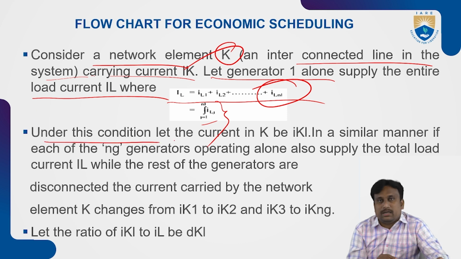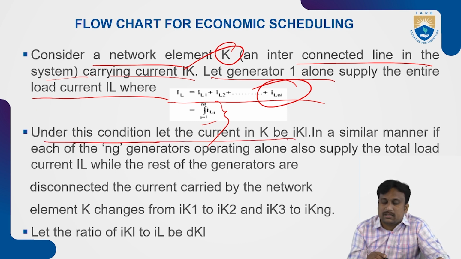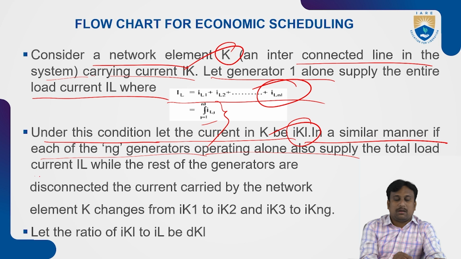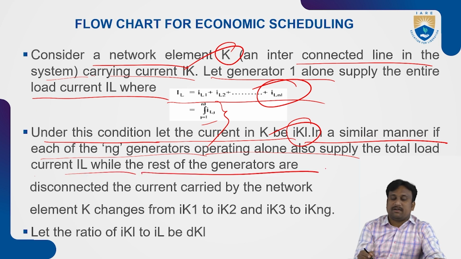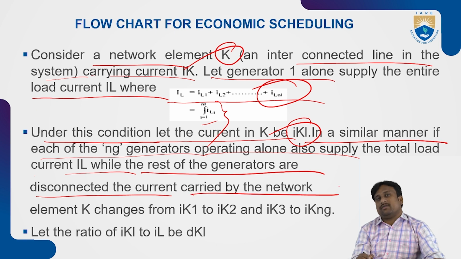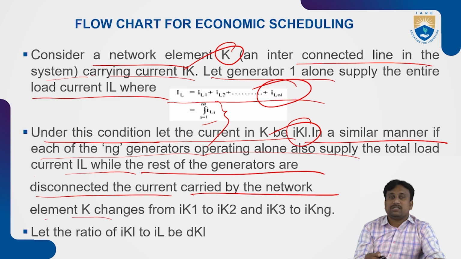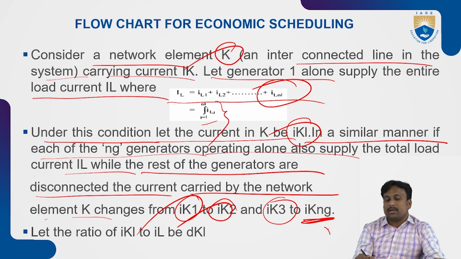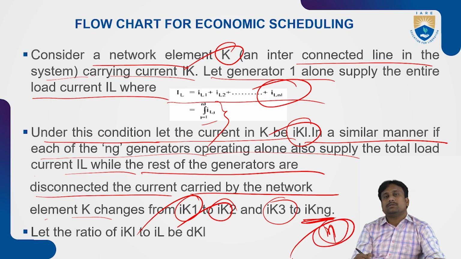So under this condition, let the current in the K element be IK1, I suffix K. In a similar manner, if each of the NG generators operating alone also supplies the total load current IL, while the rest of the generators are disconnected, the current carried by the element K changes from its value IK1 to IK2 and also IK3 to IKNG for n number. For small n number, this may happen.